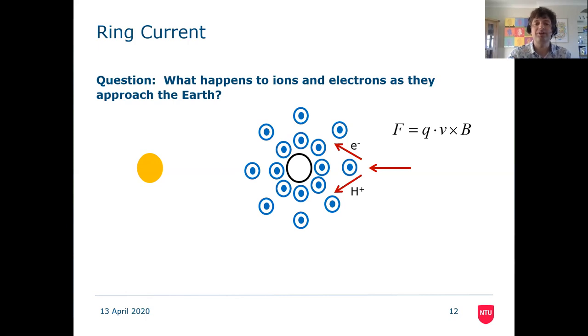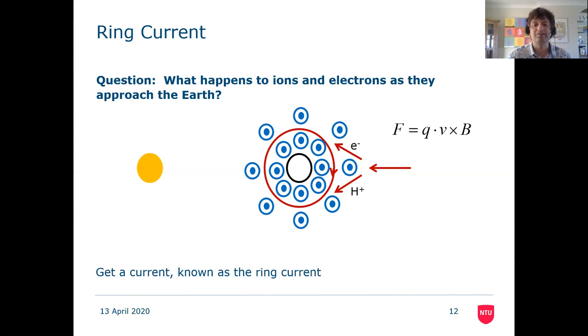Now, just like in the previous diagram, we're going to have ions and electrons going in different directions, and that's what we get here. Our ions and electrons go in different directions. And this leads to a phenomenon known as the ring current. We get a current like this. We get a current known as the ring current.